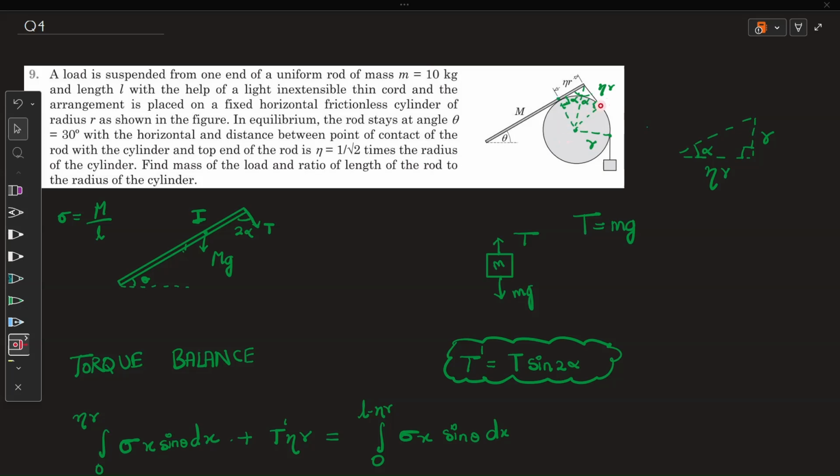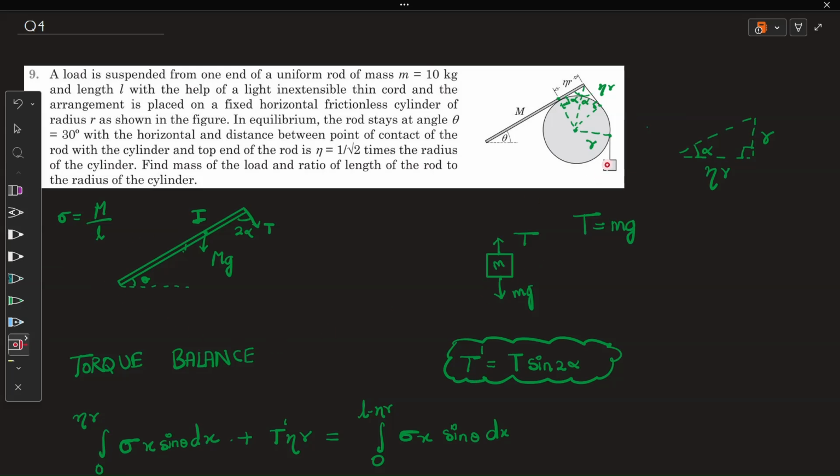Why? From your circles chapter, you know that these two are tangents from the same external point, so these two lengths are equal. So it is eta r and this is also eta r. And the radius is always perpendicular to the tangent, so we get angle alpha over here. So this is r and this is eta r. I just draw a triangle over here.